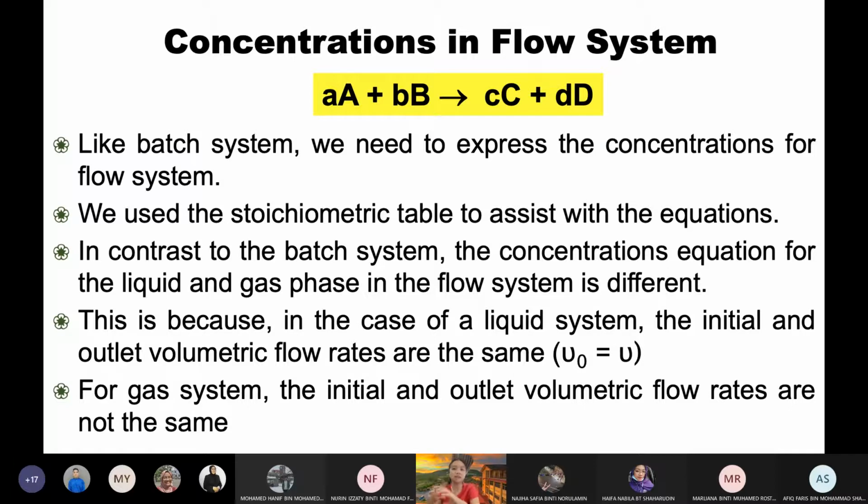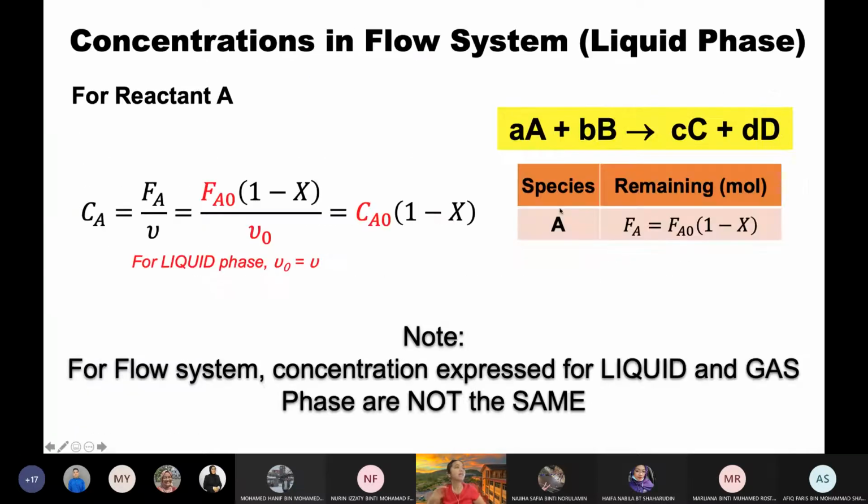Because of, later kita akan belajar ada satu equation yang express, kenapa inlet tak sama dengan outlet? Because untuk gas, dia punya isi padu ni di influenced by temperature, pressure, even the reaction itself will influence the volumetric flow rate. Disebabkanlah volumetric flow rate ni tak equal untuk gas, sebab itulah concentration dia kita express berlainan. Okay, so we will learn macam mana kita nak express untuk liquid ataupun untuk gas. Okay, so first of all we go yang senang, liquid.